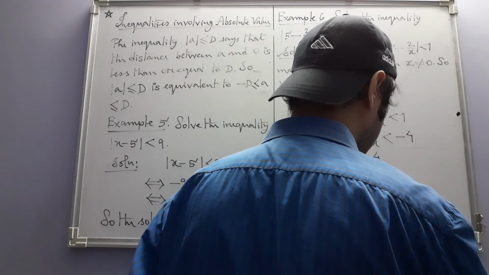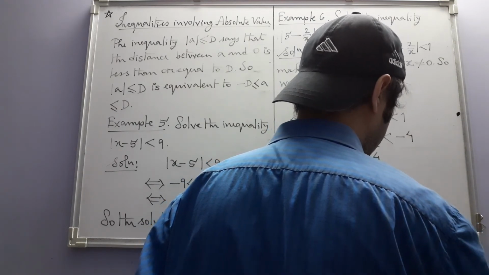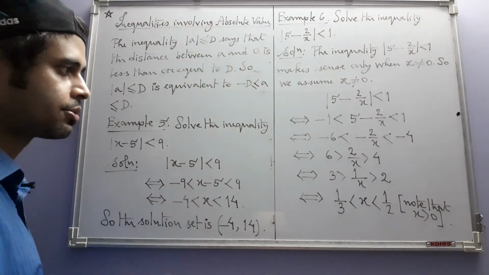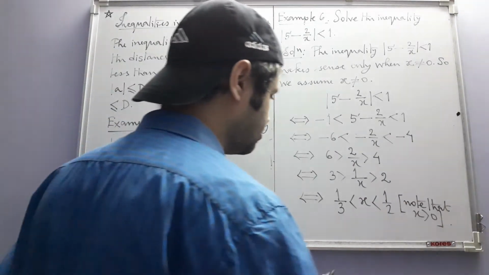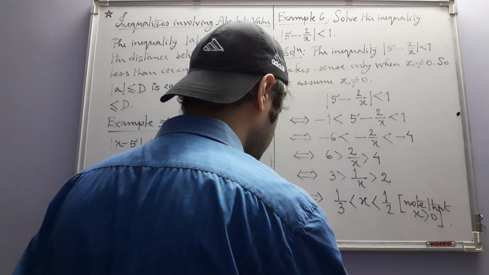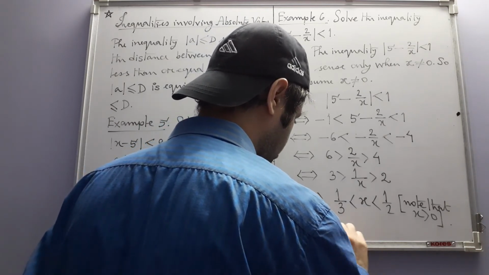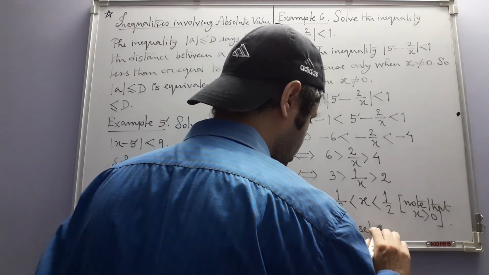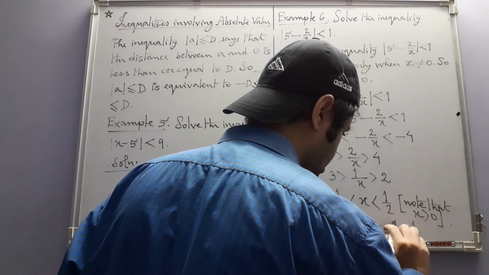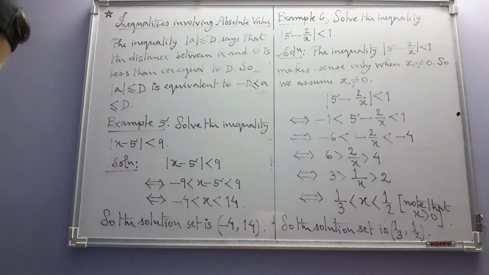Note that x is greater than 0. So not only is x non-zero, but it's in fact positive, and we thus have the solution set. The solution set is this open interval consisting of all points strictly lying between 1/3 and 1/2.